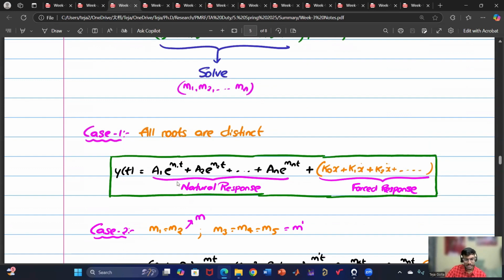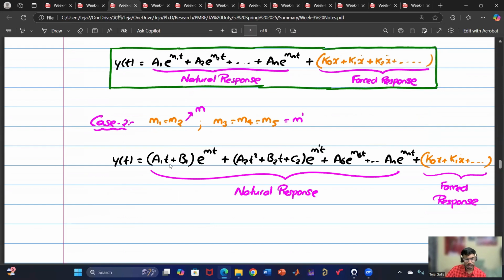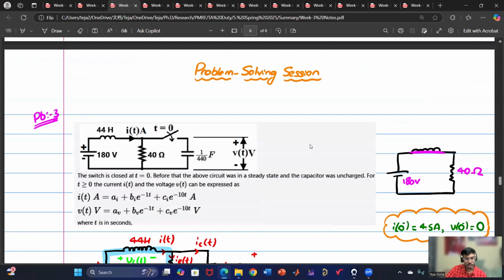If roots are distinct, then this will be the natural response. Forced response remains the same. And if two are equal, then we'll have this. If three are equal, then we'll have this quadratic term, and rest remains same. Now, then we have solved a couple of problems.